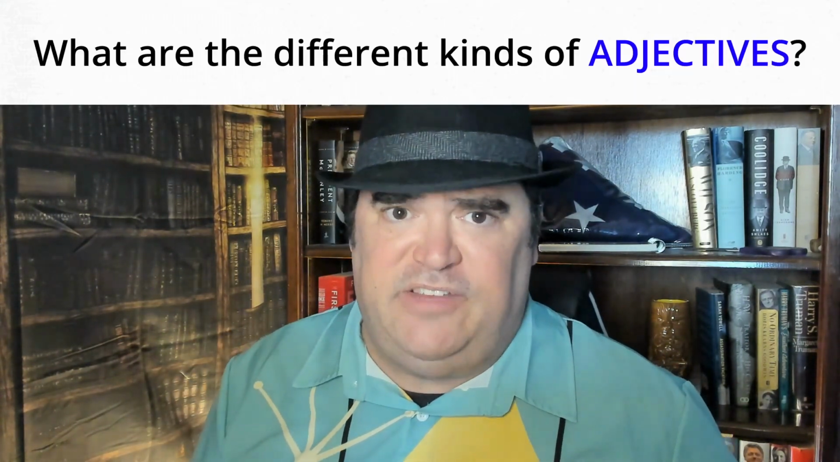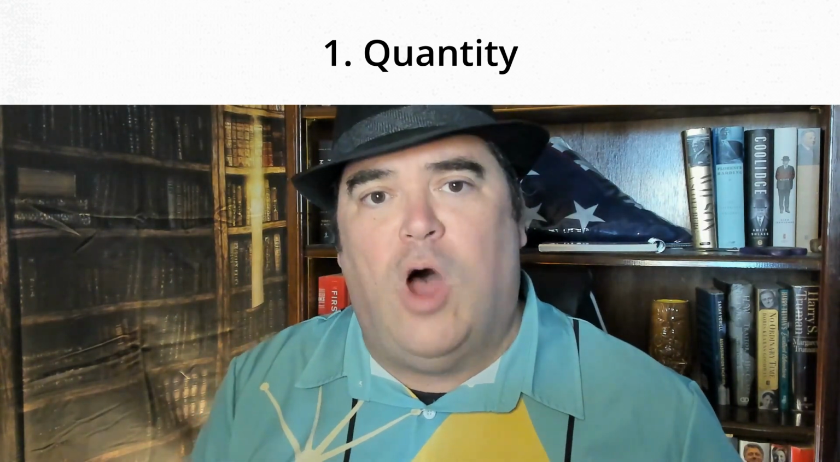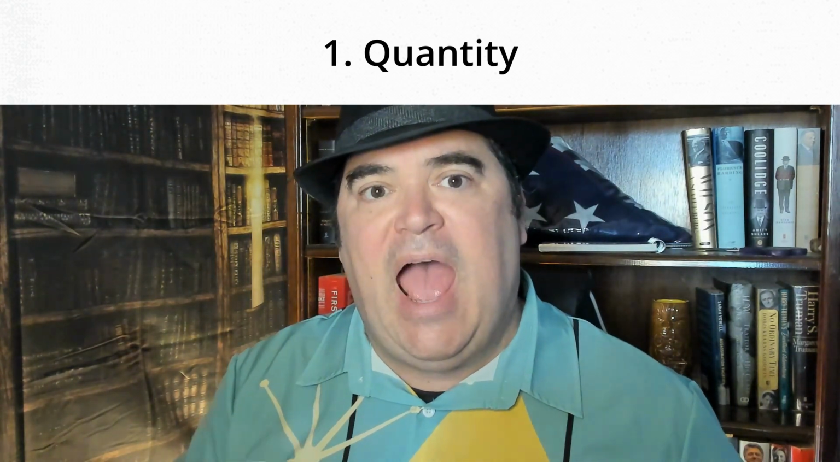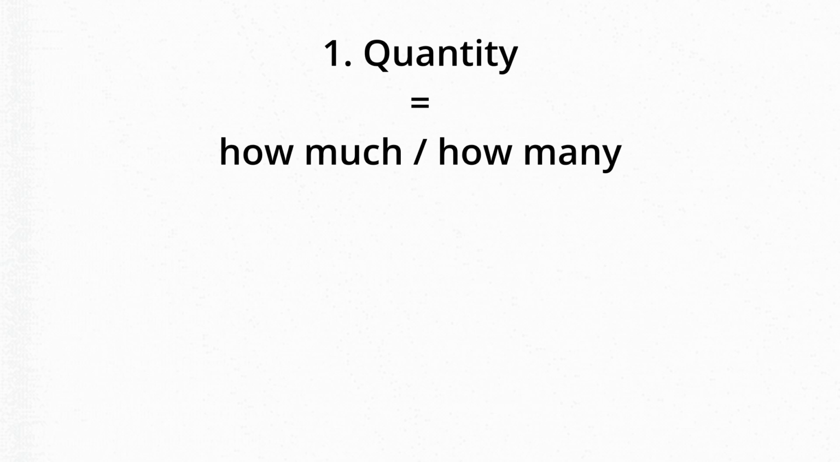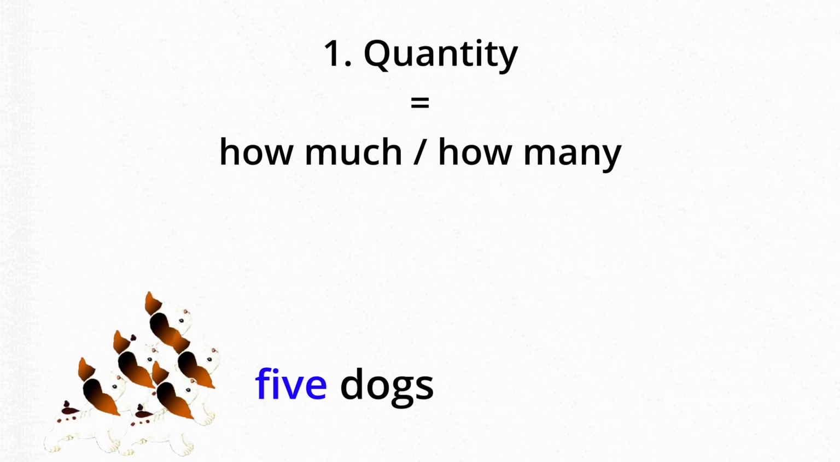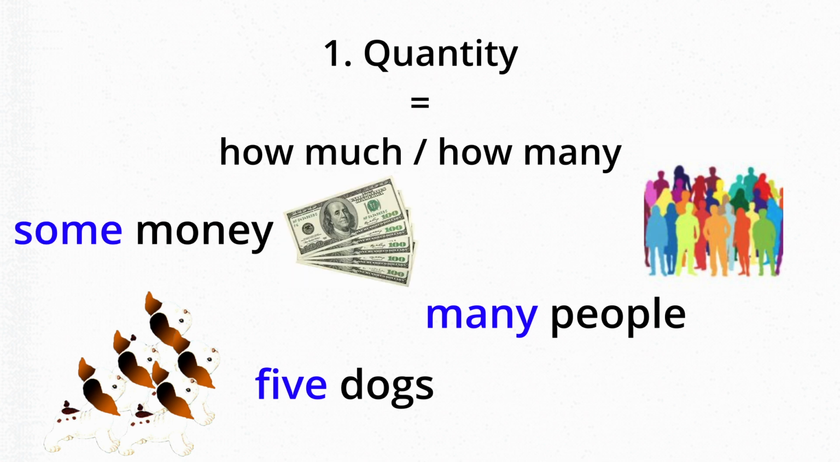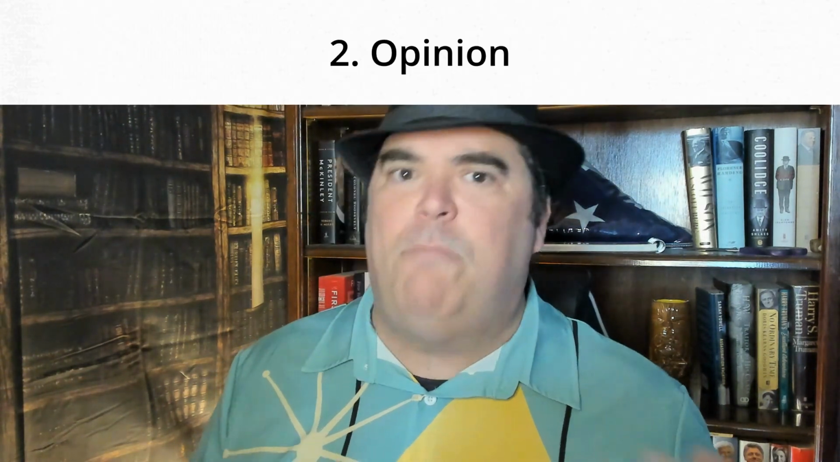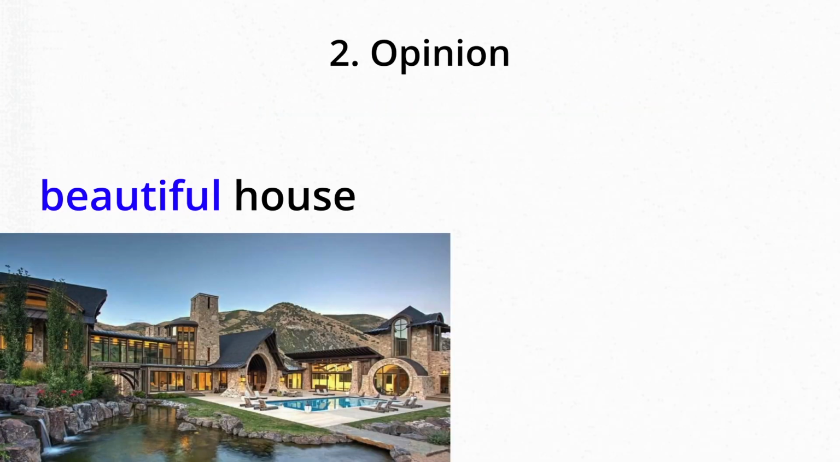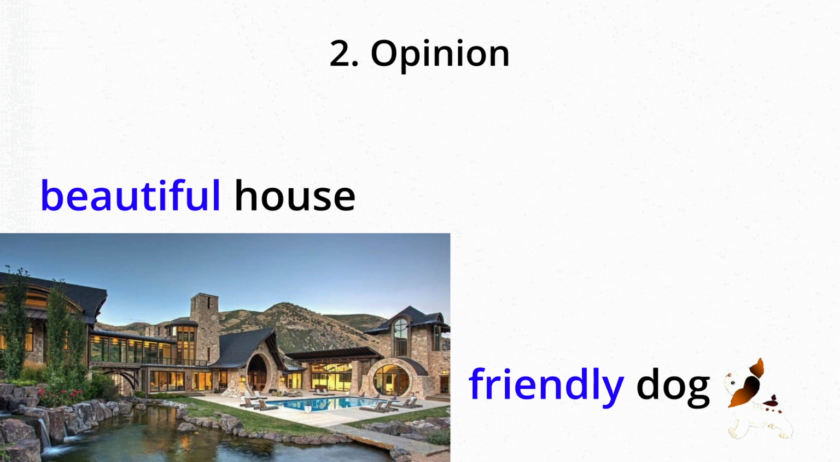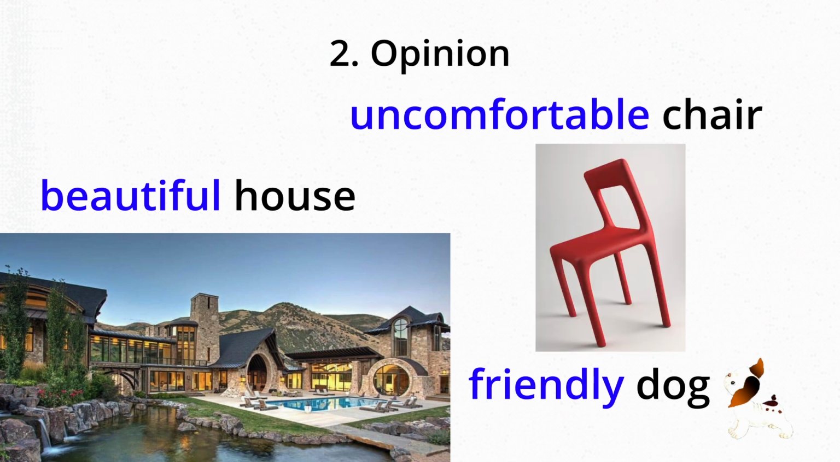What are the different kinds of adjectives that we have? All right. The first kind of adjective we have are the quantity adjectives. Quantity adjectives tell you how much or how many. Like I said, 5 dogs, many people, some money. Quantity. Next, we have opinion. Talked about a beautiful house, a friendly dog. We could talk about an uncomfortable chair. These are opinions. All right.